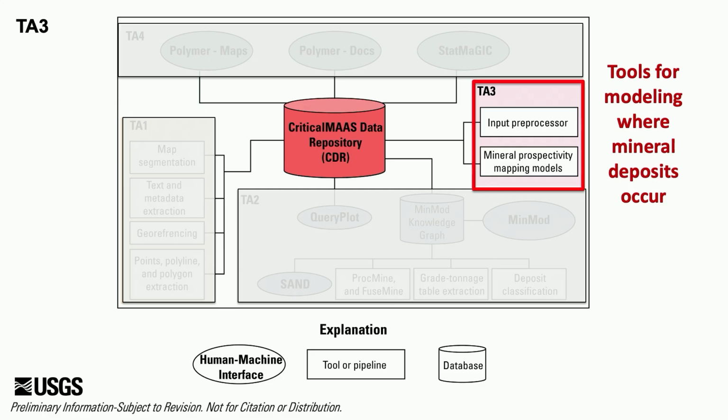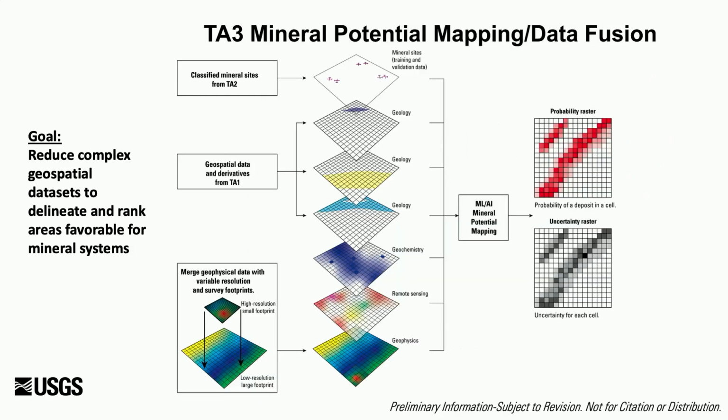The outputs of TA3 include raster layers showing the probability and associated uncertainty of a mineral deposit occurring at a particular location. The maps essentially tell you where to look for undiscovered resources and perhaps where to focus additional data acquisition efforts. This is an illustration of what that looks like.